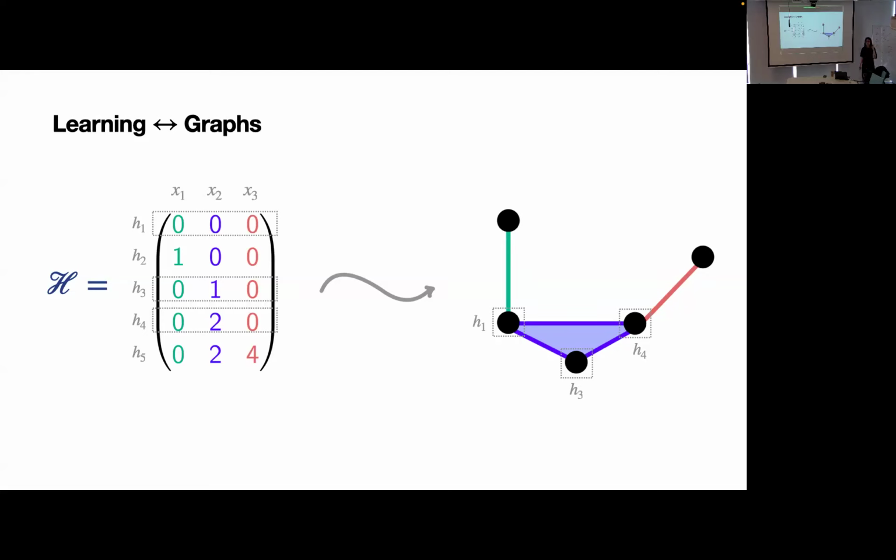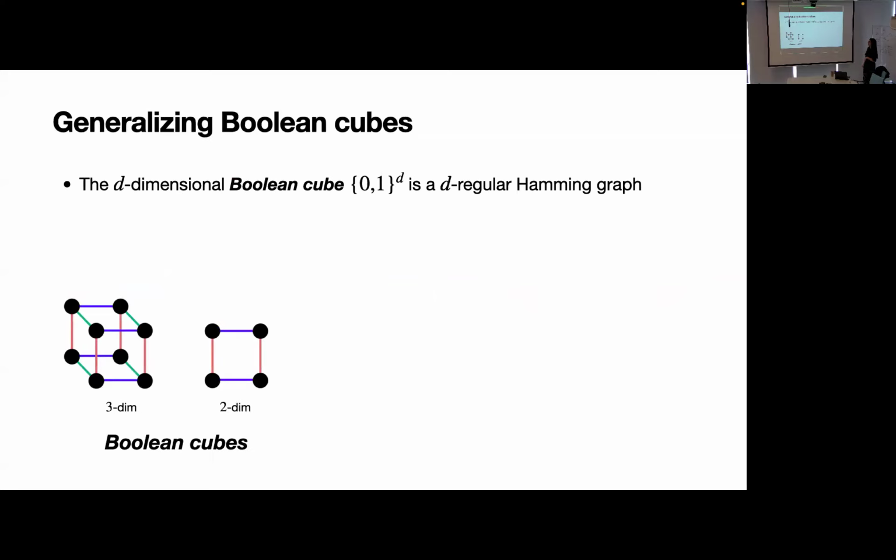Now our goal is to generalize the VC dimension, right? Let's see how we can do that. The important idea is generalizing the property of Boolean cubes. Remember the VC dimension was related to Boolean cubes, and a d-dimensional Boolean cube is simply a d-regular Hamming graph. These are examples of d-regular Hamming graphs. A two-dimensional cube, a three-dimensional cube, right?